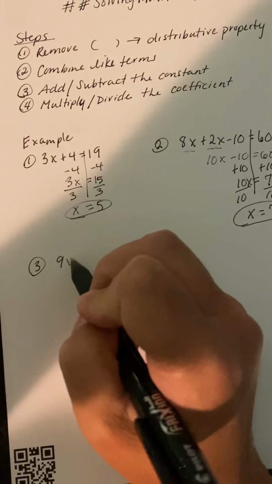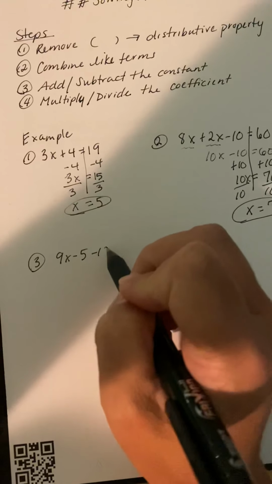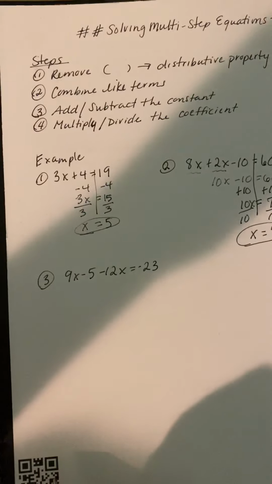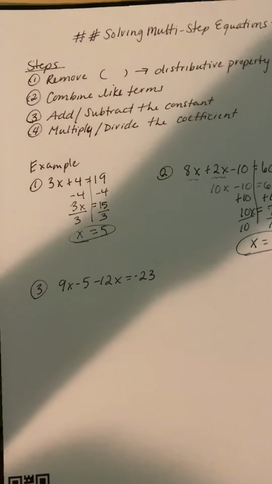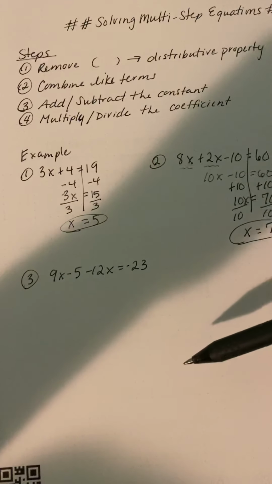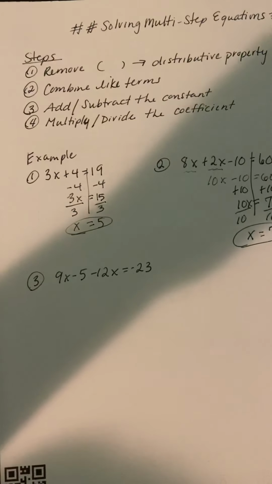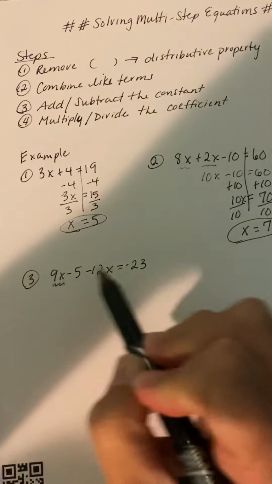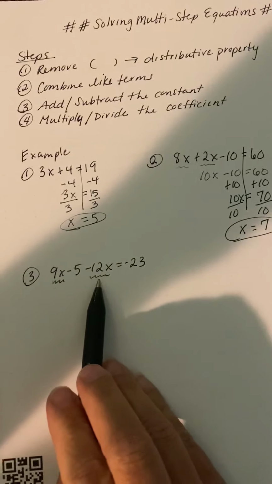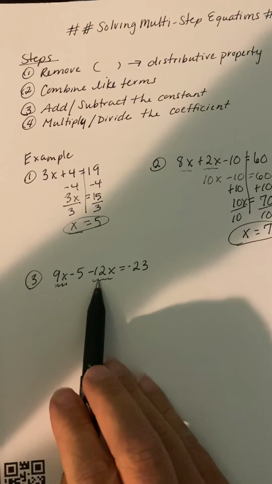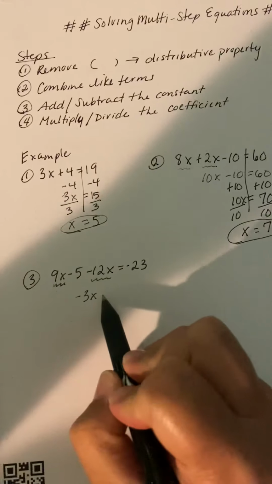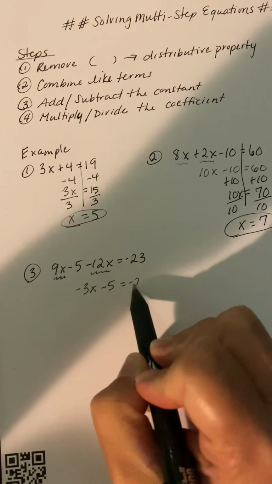And we have 9x minus 5 minus 12x equals negative 23. So following our steps that we have just talked about, we don't have any parentheses, so moving on to step number 2, combining like terms. Notice we have an x here and an x here. So 9x minus 12x, signs are different, so we're going to subtract our two numbers, which gives you negative 3x minus 5 equals negative 23.